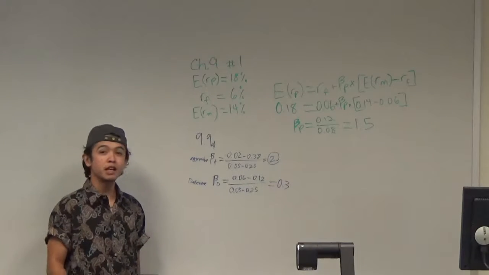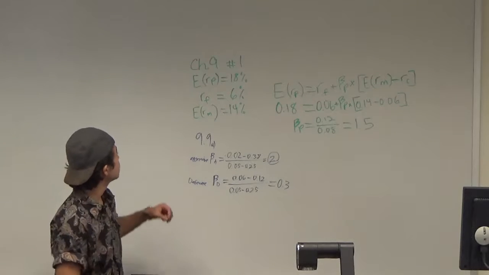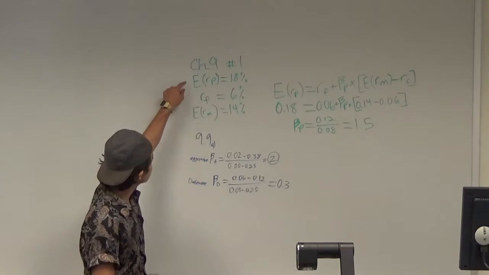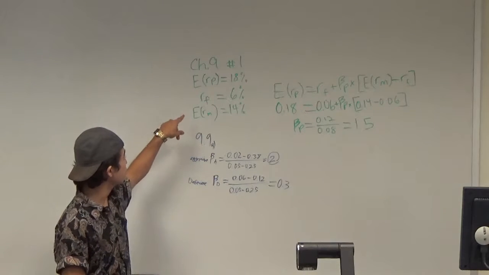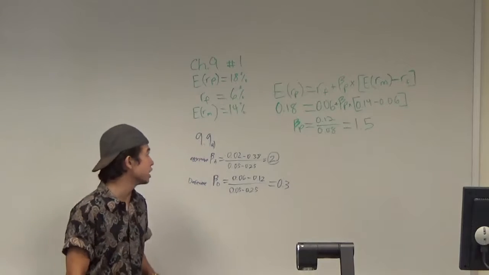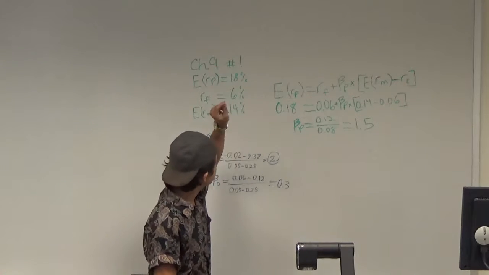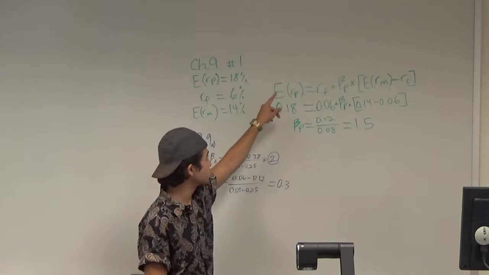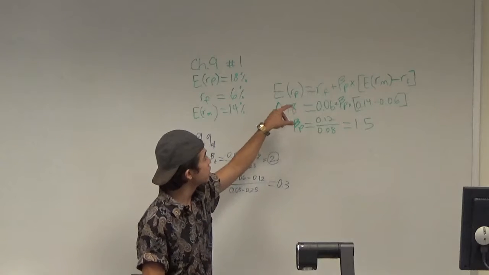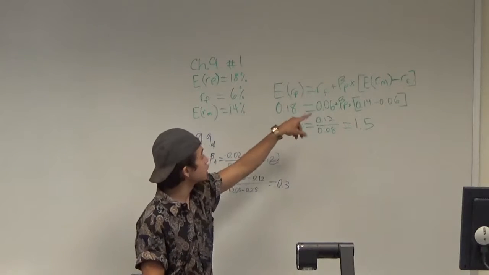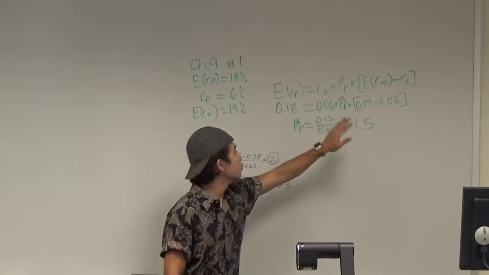Alright, so for chapter 9, number 1, you're trying to solve for the beta for your portfolio. So the numbers they give you are an expected return on your portfolio at 18%, risk-free at 6%, and expected market return at 14%. So then you use this equation right here. Expected return on your portfolio equals risk-free plus portfolio beta times brackets expected market return minus your risk-free. So after doing all the math, your beta is 1.5.